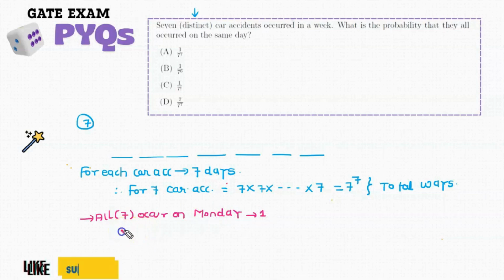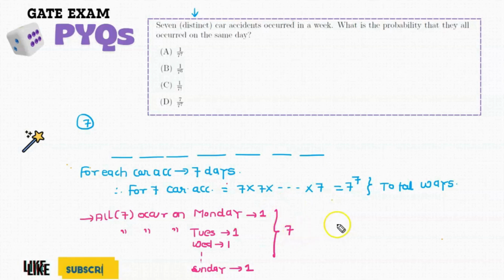Or it can be the case that all 7 occur on Tuesday. Again, we have 1 choice. Similarly, for Wednesday, also we have 1 choice. Till Sunday, correct? All can happen on any one of the days of the week. So in total, how many ways do we have? From here we will get 7.